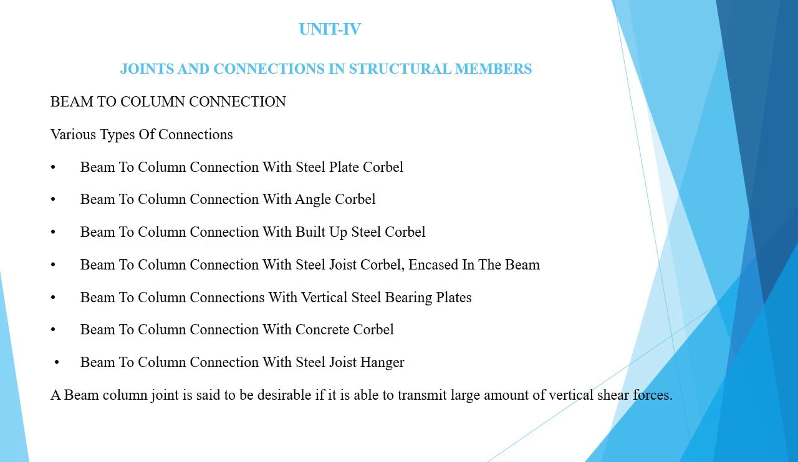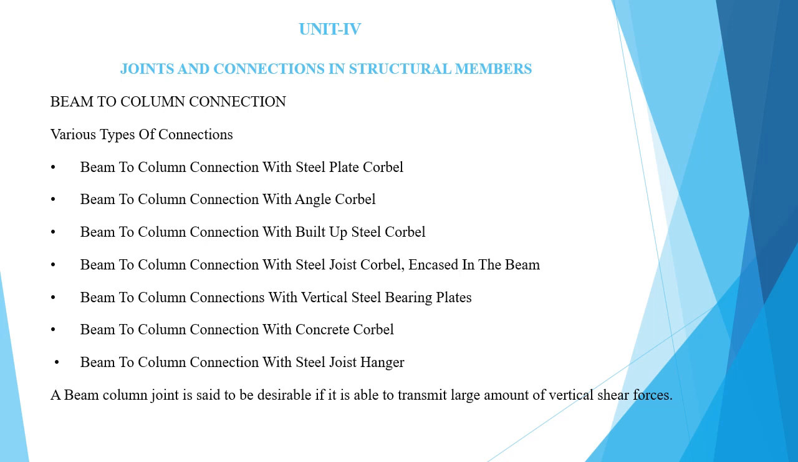Beam to column connection. Various types of connections. Beam to column connection with steel plate corbel. Beam to column connection with angle corbel. Beam to column connection with built up steel corbel. Beam to column connection with steel joist corbel encased in the beam. Beam to column connection with vertical steel bearing plates. Beam to column connection with concrete corbel. Beam to column connection with steel joist anchor.